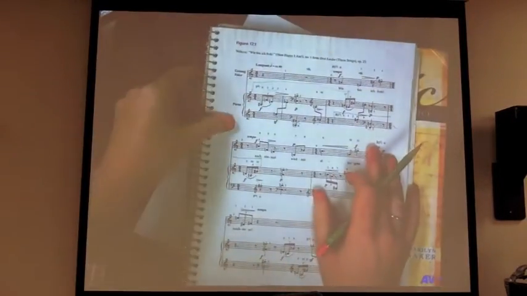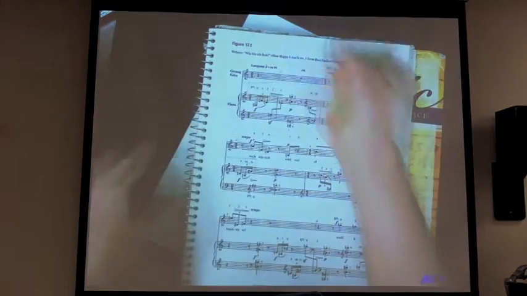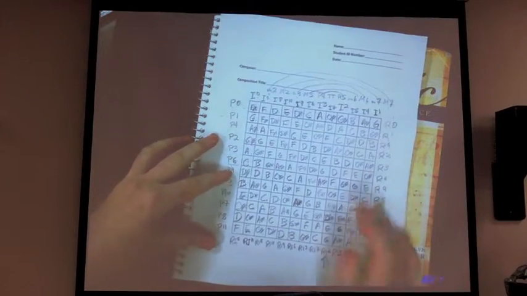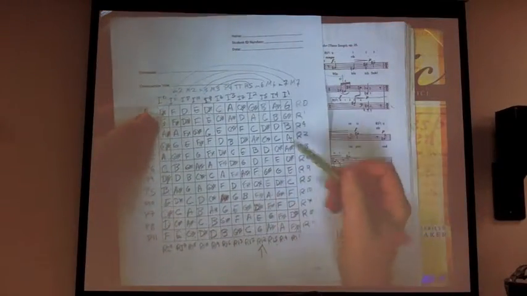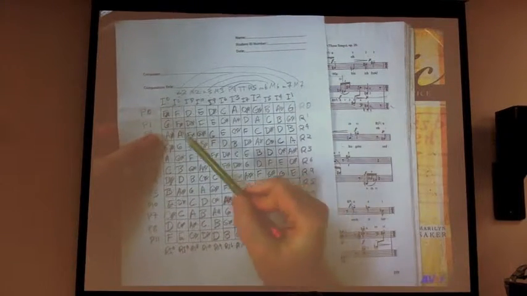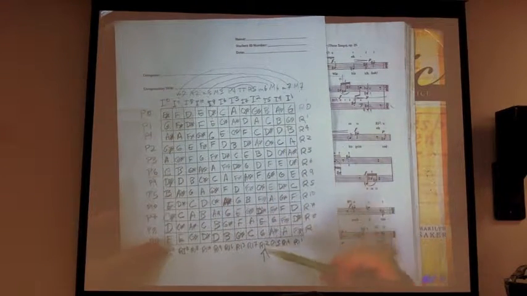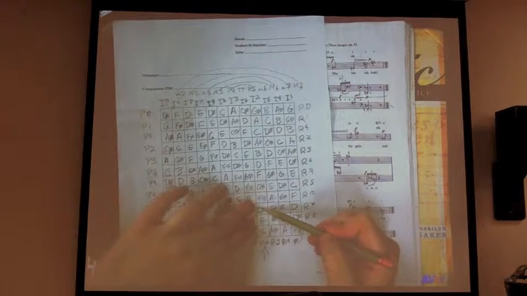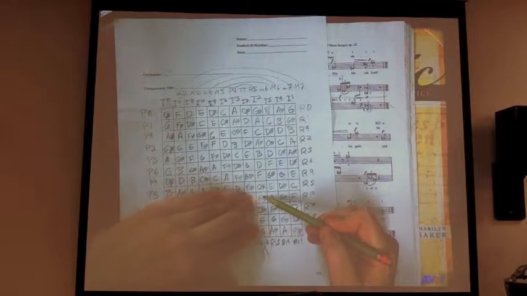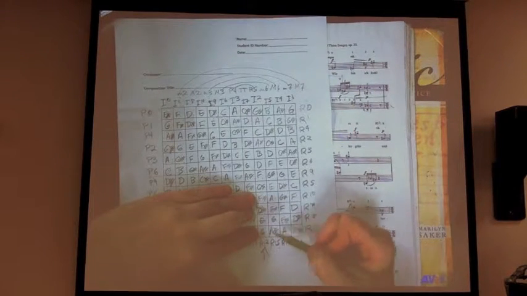So if we look at our voice part back here, we can see we've got G, E, D sharp, F sharp. So let's see if we can find a spot. So here's G, A sharp, B. No, that's not going to work. Let's see, G, F sharp, D sharp. Not going to work. Let's see if we can find G, E. Oh, here we go. G, E, D sharp, F sharp. Right there.